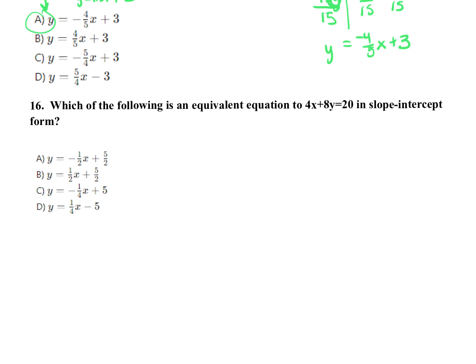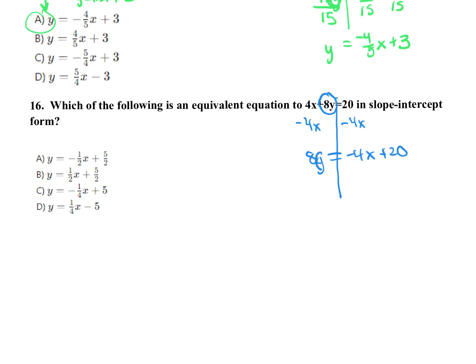So pause the video and go ahead and try number 16. So you draw your line. And we have to solve for y. So we're going to circle this 8y. I'm going to move the 4x over to the other side by subtracting it. And so 8y equals negative 4x plus 20.